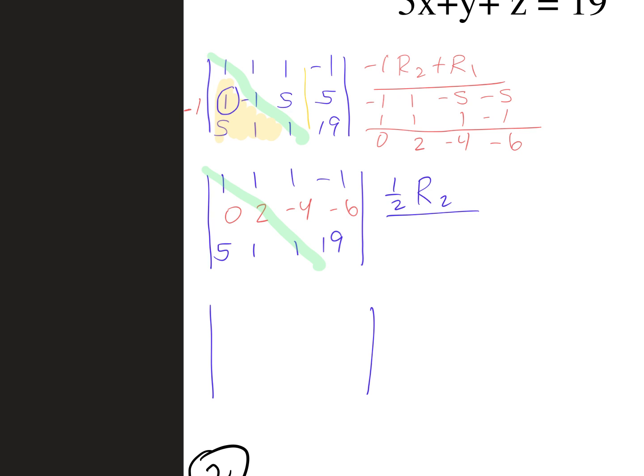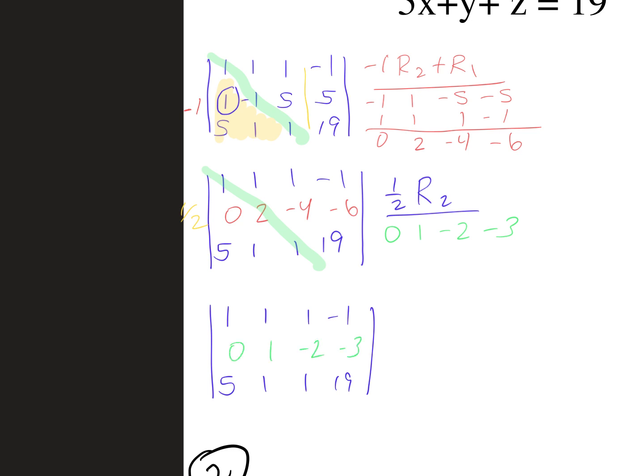So, guys, what are we changing? What are we working with? We're working with row 2. So, everything else is going to stay what? So, 1, 1, 1, negative 1, and 5, 1, 1, 19. So, if I multiply 1/2 to my second row, this becomes 0. 2 times 1/2 is 1. So we're dividing by 2, right? So, negative 2, negative 3. So 0, 1, negative 2, negative 3.